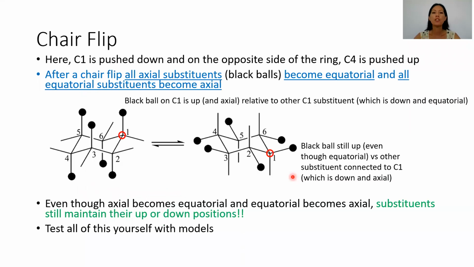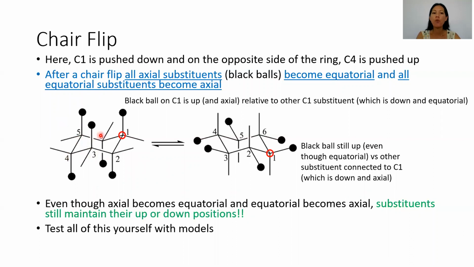So the first thing we want to do is look at different chair flips. I want you guys to build a 6-membered ring. It might be nice to highlight the axial substituents with a different color ball, and we're going to look at different chair flips. So if we look at this left structure here, I just happened to draw the chair this way. What I'm going to do for the chair flip is take carbon 1 and push it down, and take carbon 4 and push it up.